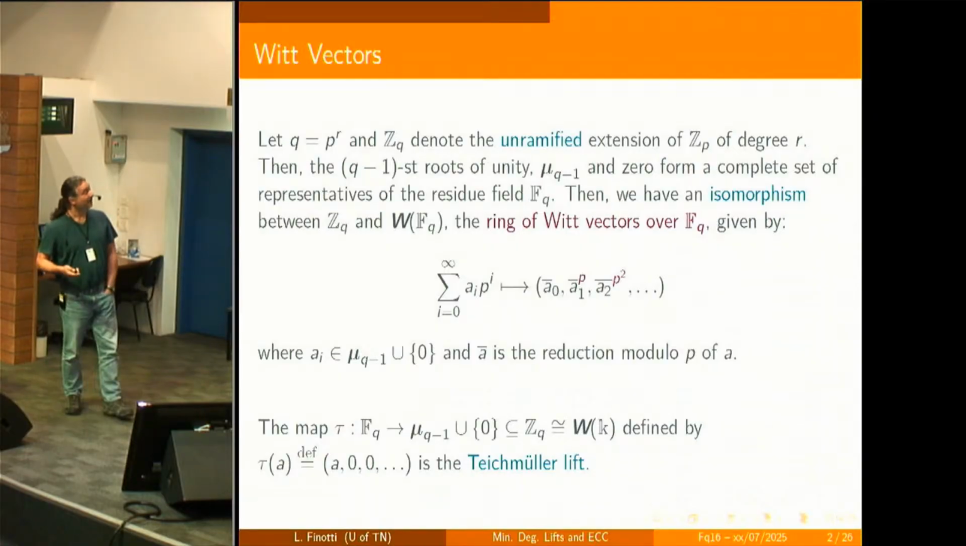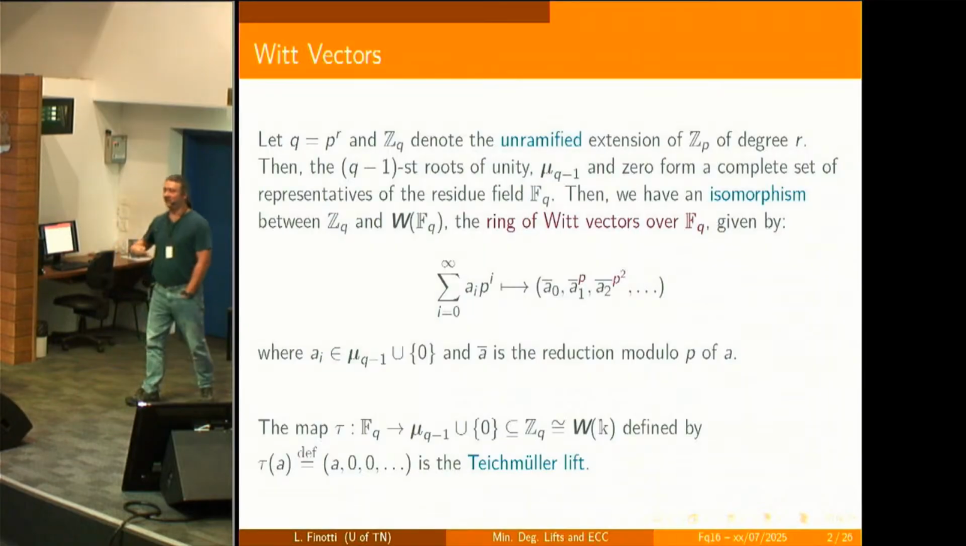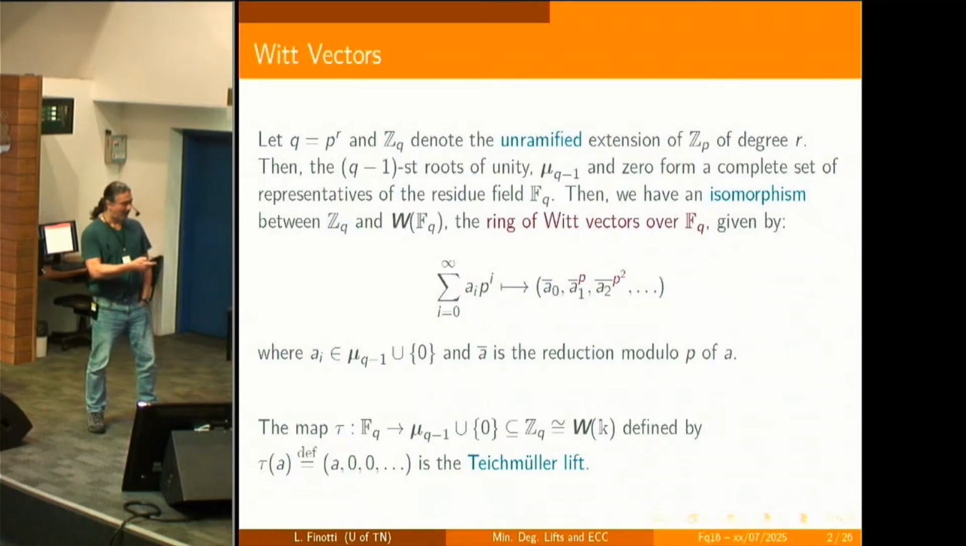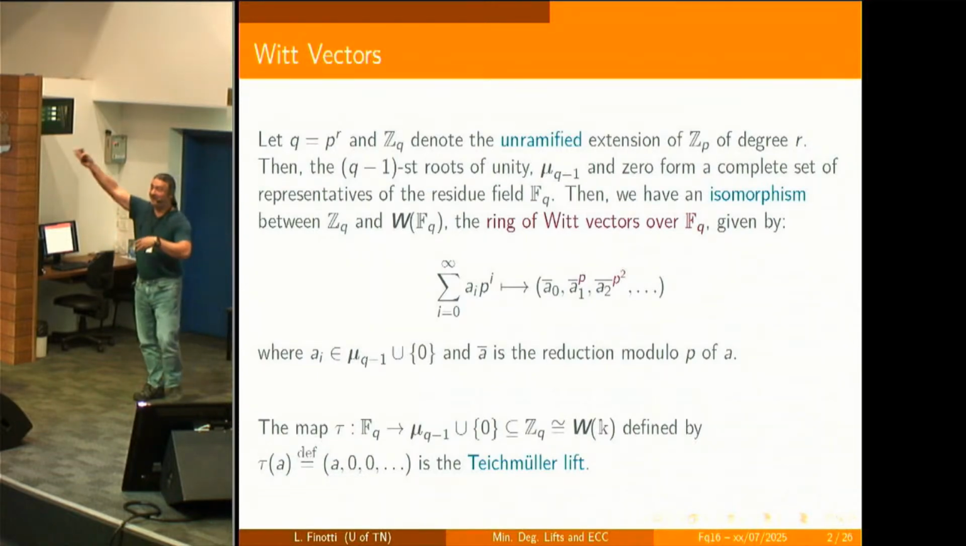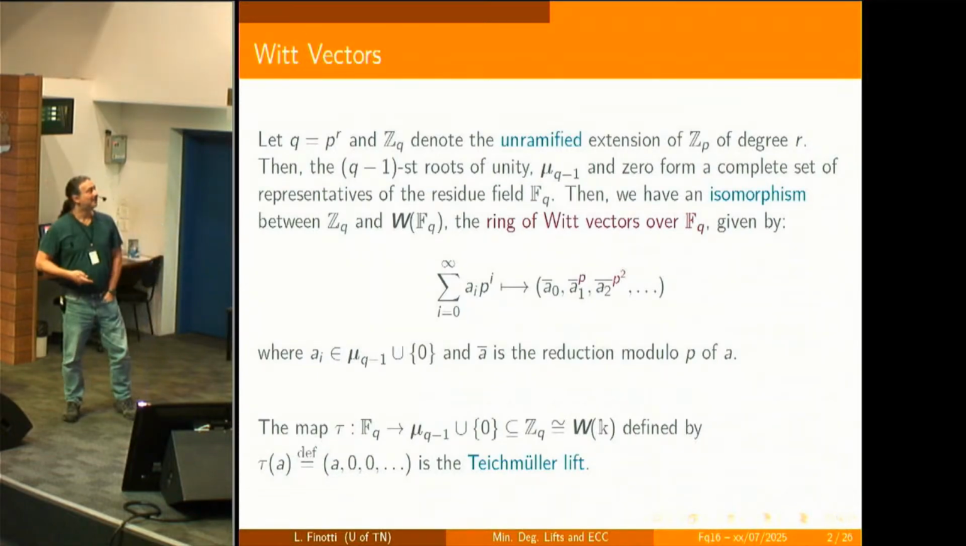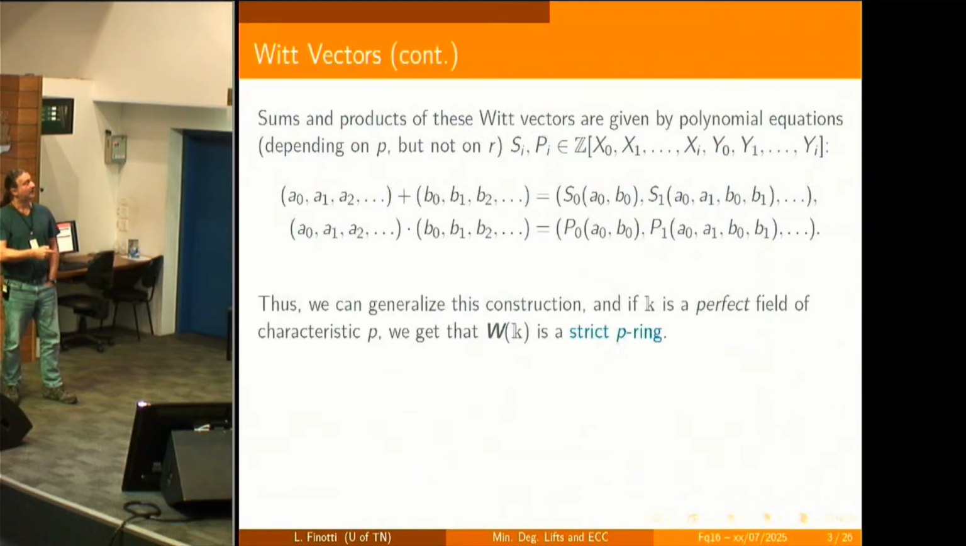Now, what we can do at this point is ask, well, this is more than just elements sitting around: it is a ring. So we have a sum and a product. And how do you translate the sum and product of power series to these vectors? We know how to do it with the power series: we carry basically to the next power of p. But how do we do it with these vectors? How do you translate the ring structure?